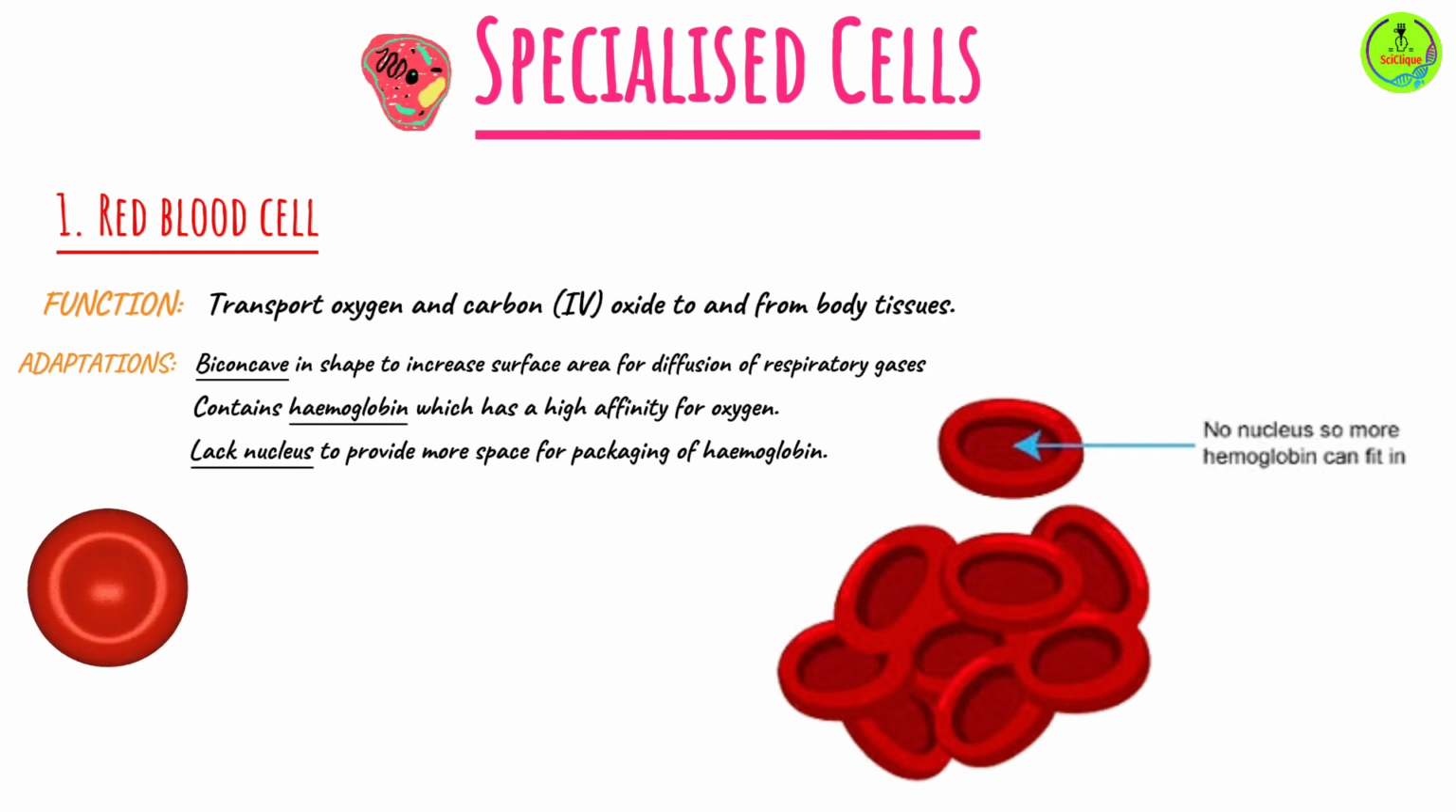Now, the reason for this is because lacking the nucleus and actually a lot of other organelles provides more space for packaging of hemoglobin. So instead of having a nucleus and some other organelles, red blood cells have more space for packaging of hemoglobin, which allows them to transport oxygen more efficiently.